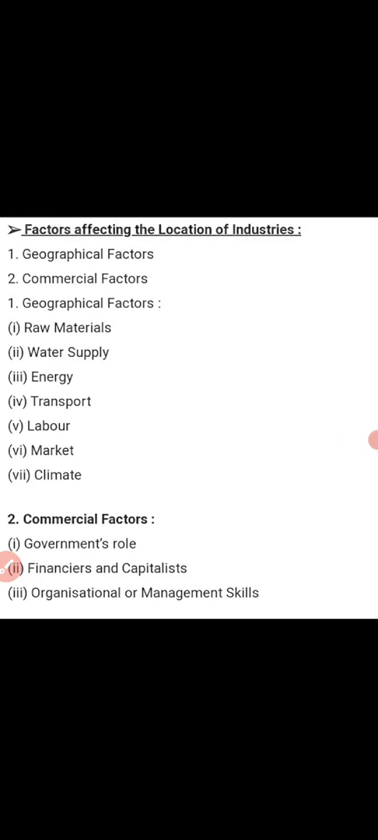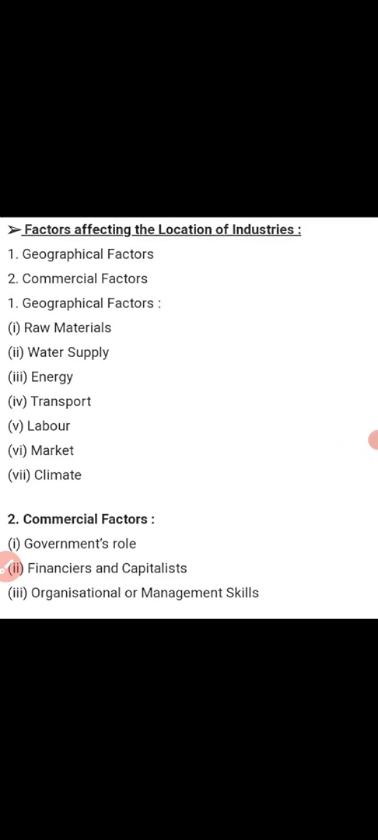Examples are there. Many iron and steel industries are located near coal mines, since they need much of the coal for smelting process. Many cotton textile industries are located near the fields to get the raw cotton, because it's a lightweight product, and if the industry will be located too far, then it will cost a lot.